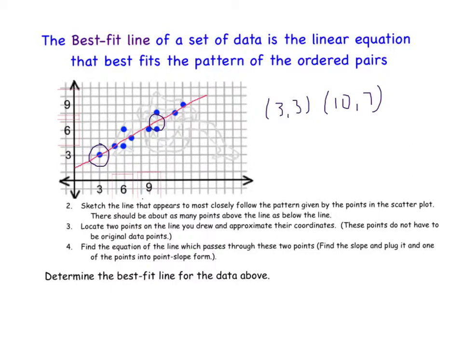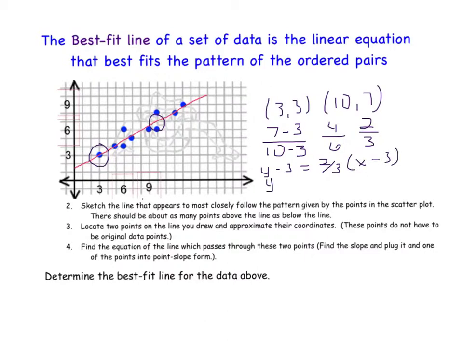From here, we need to review how to find the equation from 2 points. First, you need to find the slope, change in y over the change in x. So that gives us 4/6 or 2/3. I'm going to use the point slope form. So y minus 3 equals 2/3 times x minus 3.